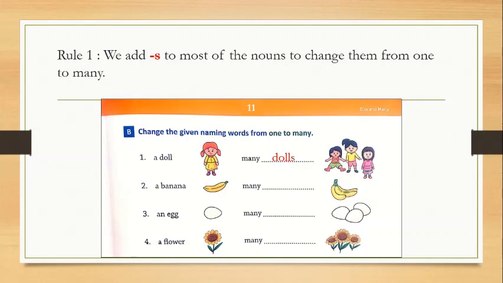2. A banana. Add letter S at the end, many bananas. A banana, many bananas. An egg, many eggs. Fourth, a flower. Again, we will add letter S at the end of flower, many flowers.